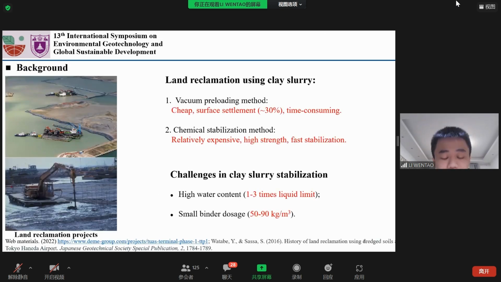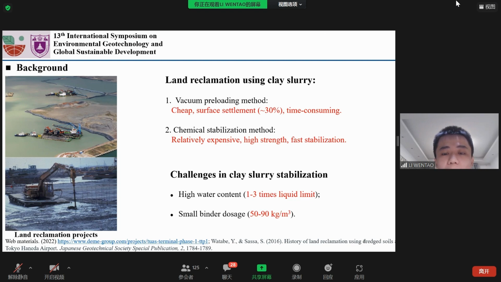In China, a billion tons of dry clay slurry are produced every year, and the disposal of these materials has been a huge problem. The disposal of this material would consume a lot of land area, and in addition, it would cause severe damage to the local environment and the ecosystem. One potential solution is that we can use the dry clay slurry as the feeding material for land reclamation.